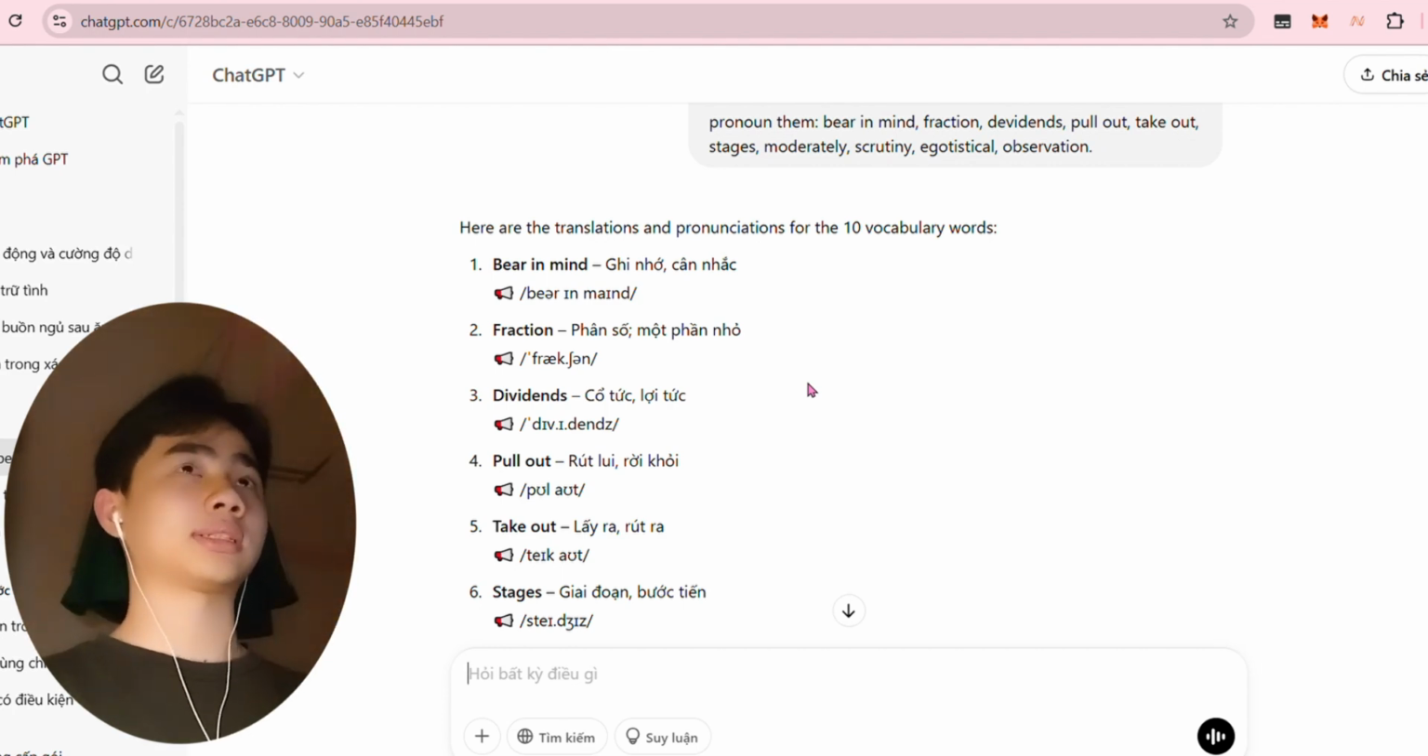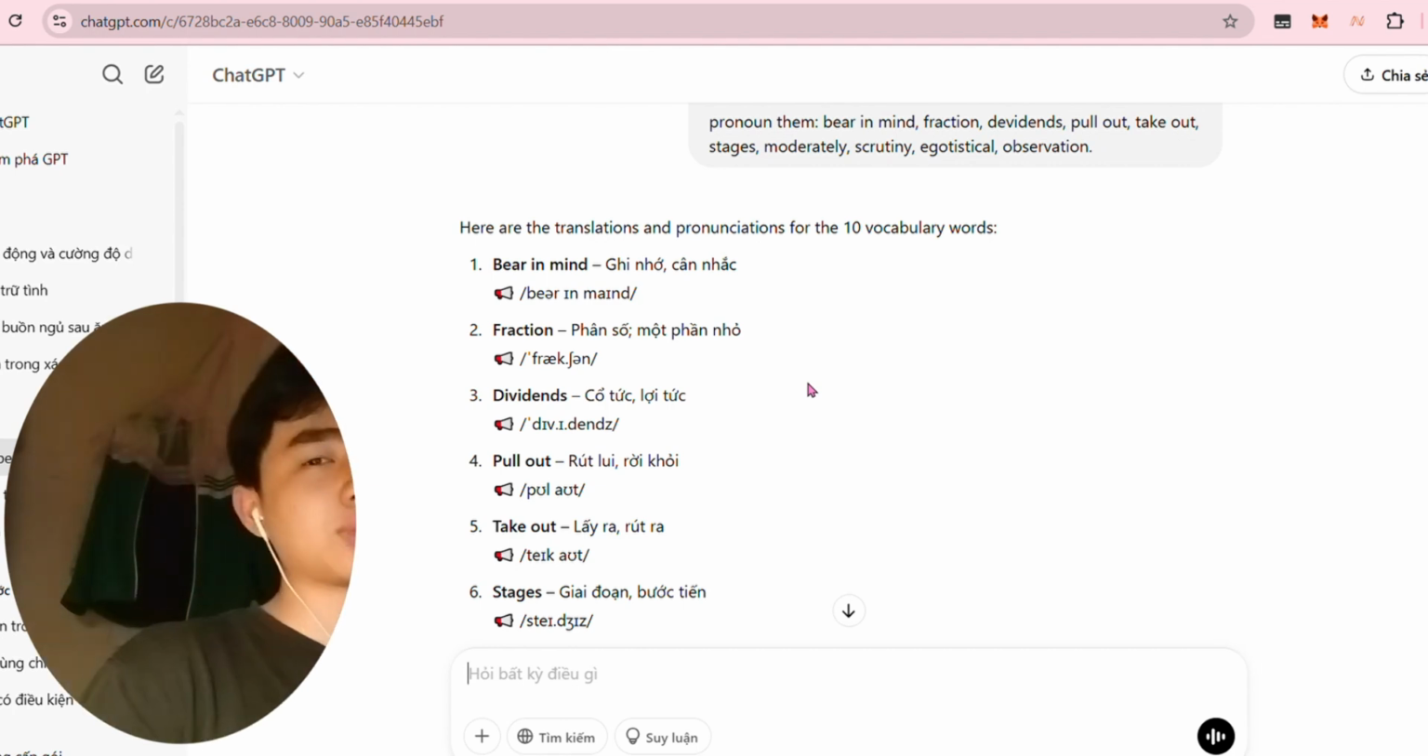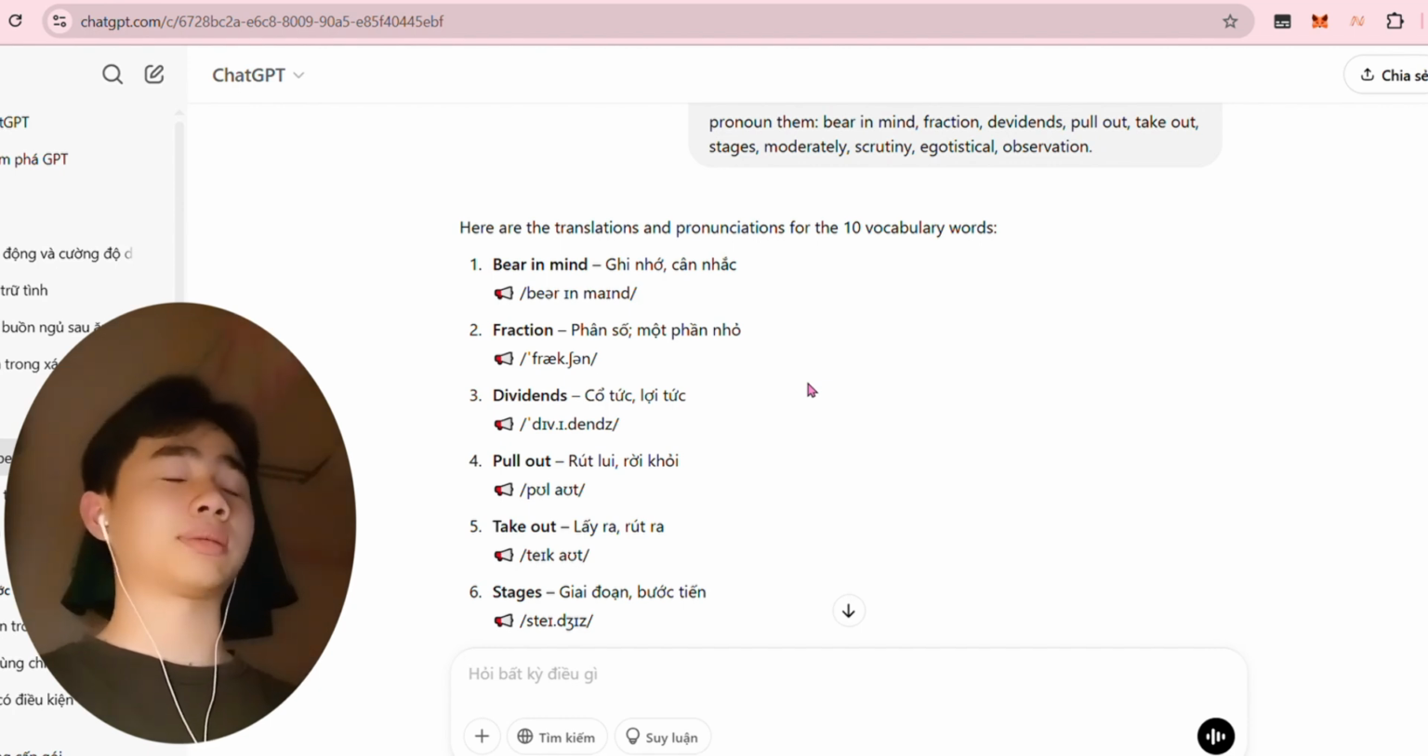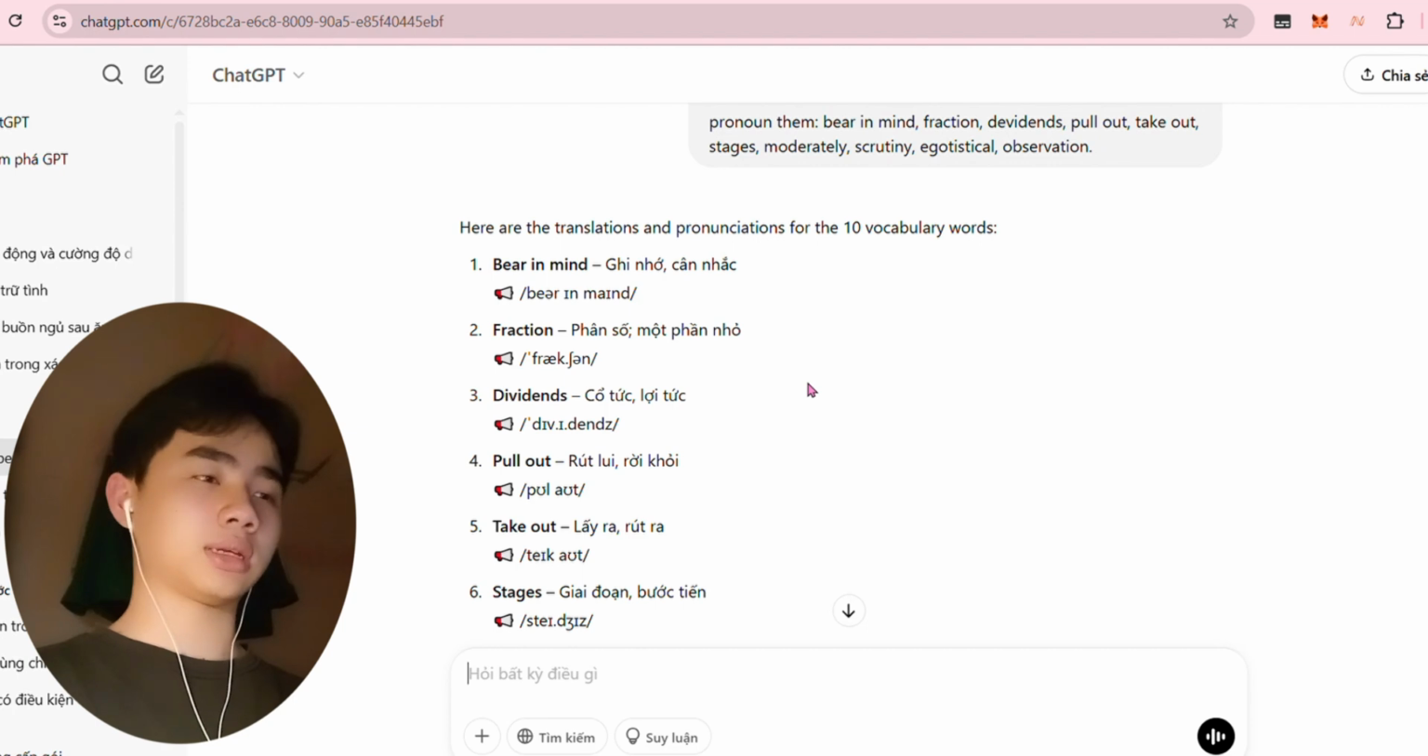Number four is pull out. Pull out is like you just want to get out of something. It's like when you are in a process and you pull out of that process, which means you give up that process. Okay. So number five is take out.